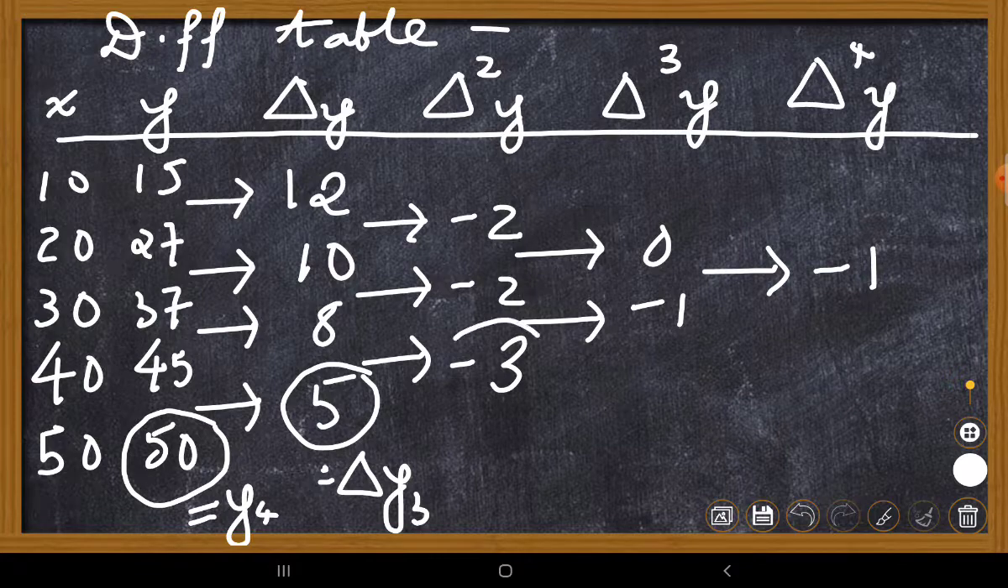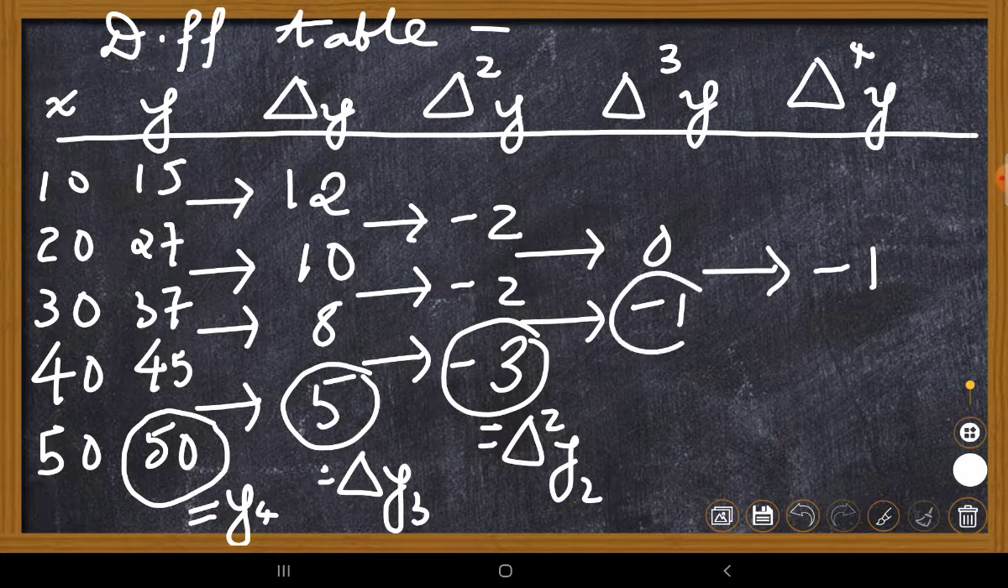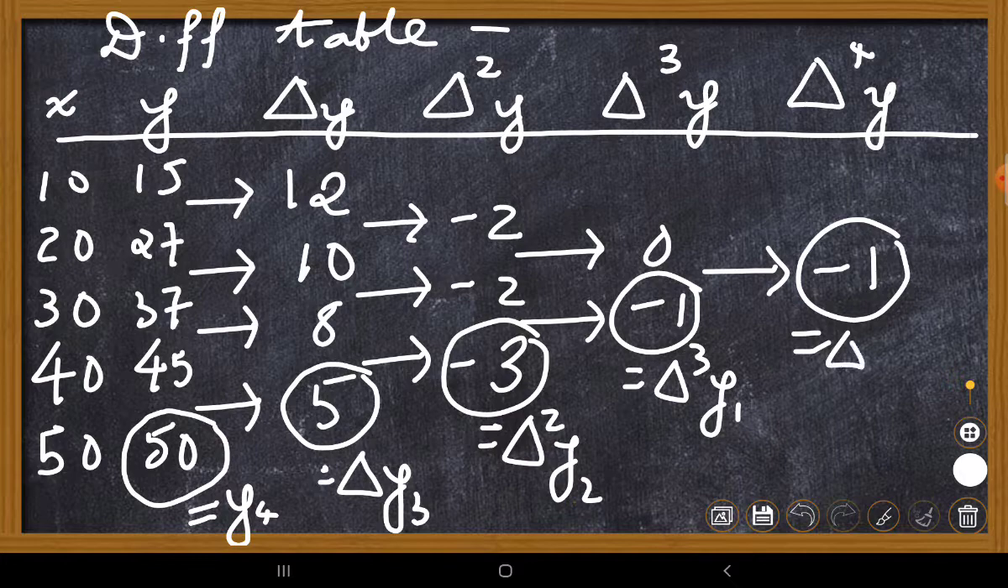Then this will be your value of delta 2 y2. This will be your delta 3 y1, and then this will be delta 4 y0. Okay, so we have found all these various values of these differences, and we have found the value of u. So what we are left with is to just substitute in the formula.